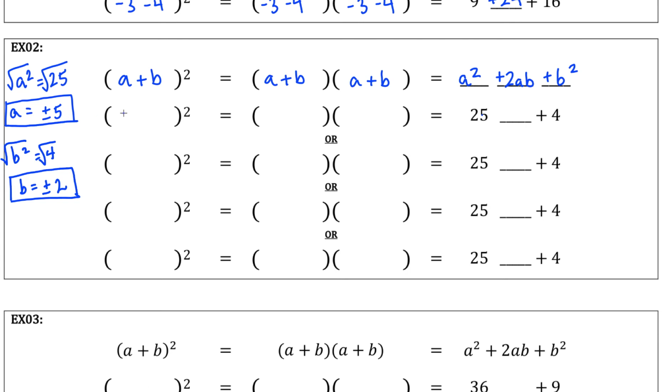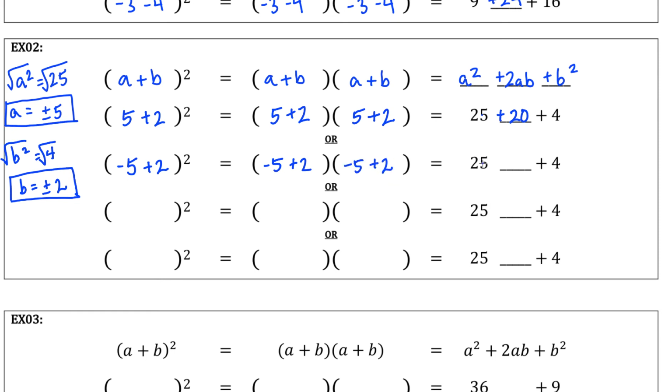So it can be (5 + 2)², which is (5 + 2) times (5 + 2). 5 times 5 is 25. 2 times 2 is 4. The 5 times 2 is 10. There's 2 of them, so we get 20. I could do negative 5 and positive 2, which is, well, (-5 + 2)² is (-5 + 2) times (-5 + 2).